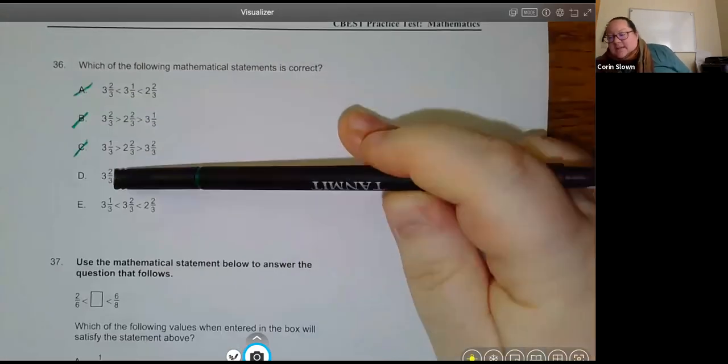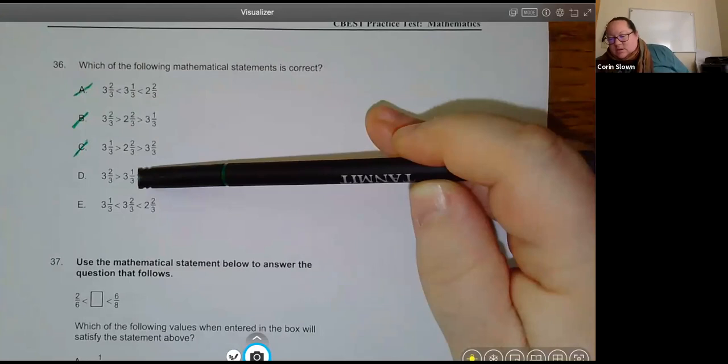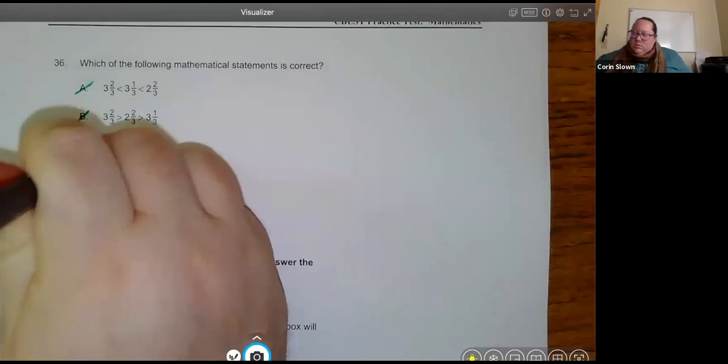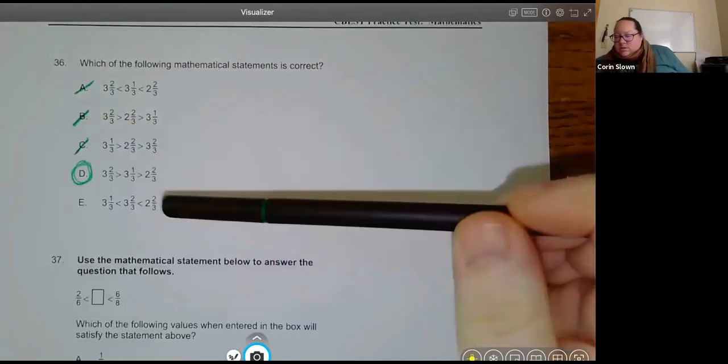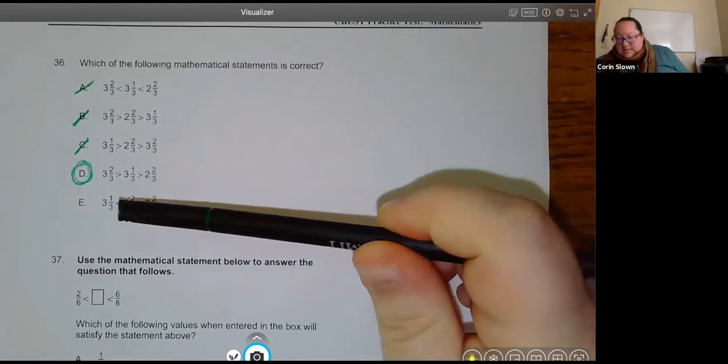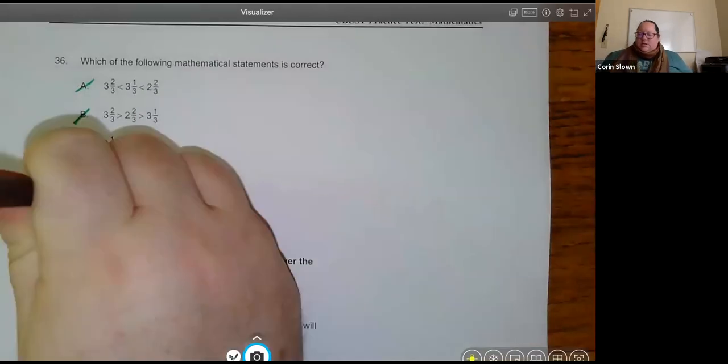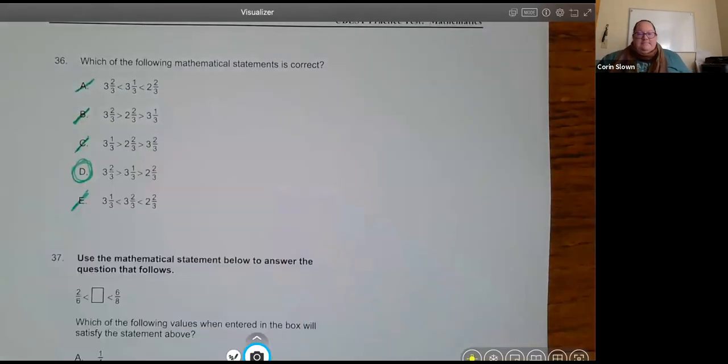3 2/3 is greater than 3 1/3, so that's good. 3 1/3 is greater than 2 2/3, so D is reasonable. 3 1/3 is less than 3 2/3, but 3 2/3 is not less than 2 2/3, so my only option is D. If it's helpful, you can actually think about converting these, instead of mixed fractions, into whole fractions, but I think it's pretty straightforward to do it with the mixed fractions, but that's an alternate approach if you wanted one.